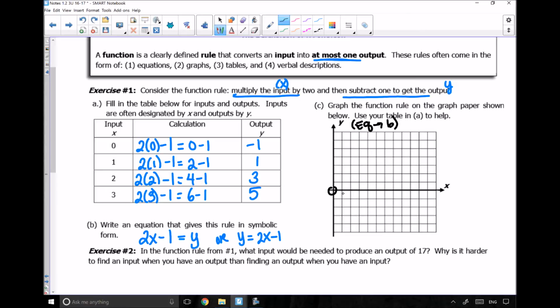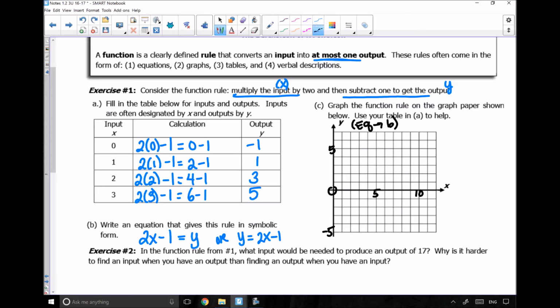For the scale, I'm just going to go by 5. So 1, 2, 3, 4, 5. 1, 2, 3, 4, 5. So I'm at 10 here. 1, 2, 3, 4, 5 up here, and then 1, 2, 3, 4, 5 here is negative 5.